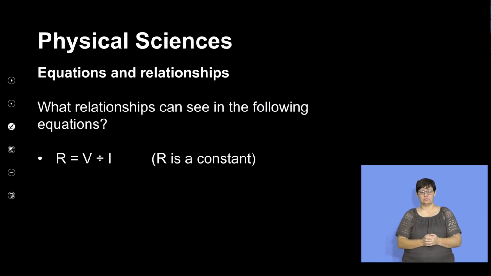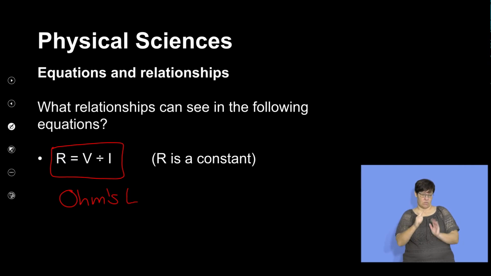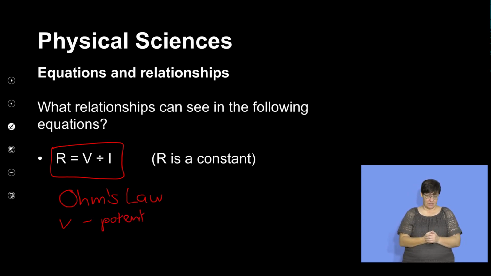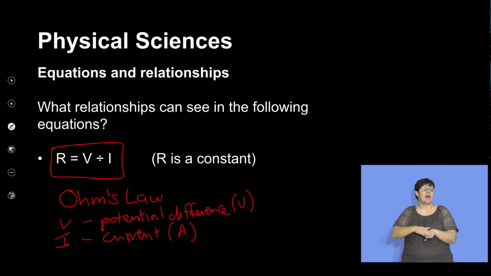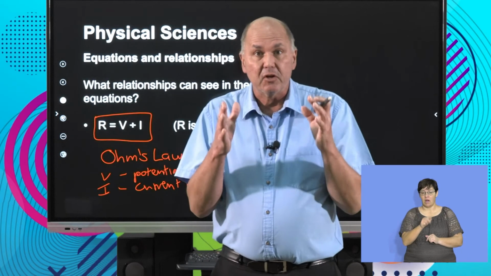if we have this equation, R is equal to V divided by I. It is the equation from Ohm's law, dealing with electricity, where V is known as voltage or potential difference, measured in volts, and I is the current that's measured in amperes. Now, if we look at that equation, we recognize that R is a constant.